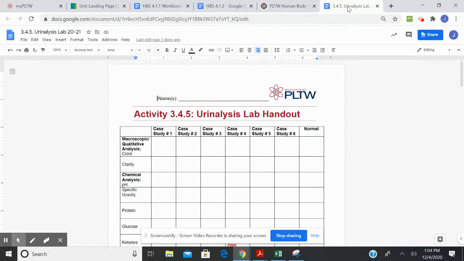We're approaching a test at the end of the week, which is on Friday, a quiz over 3.3 and 3.4, which is the respiratory and the urinary system. So 3.4.5 is the last lesson in there.